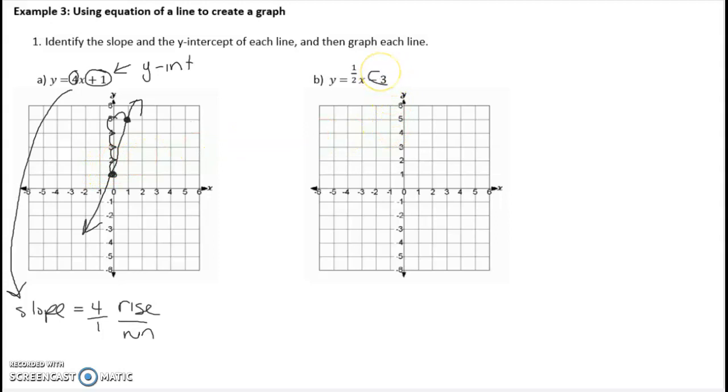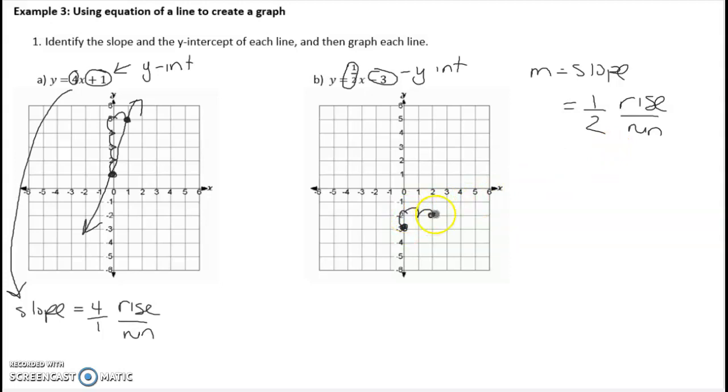Well, we know that our y-intercept is negative 3, so we put a dot on negative 3. And then we have our slope, which is 1/2. So m is our slope, and our slope is 1/2. We know slope is rise divided by run. So from here, we'll go up 1 positive, and then we'll go over 2 positive. 1, 2. Put our dot.